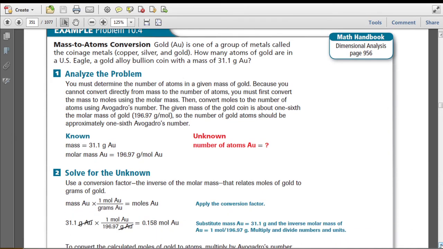Some things that we know are the mass of gold in question, which is 31.1 grams, and the molar mass of gold. But what we do want to know is the number of atoms involved in that 31.1 grams.